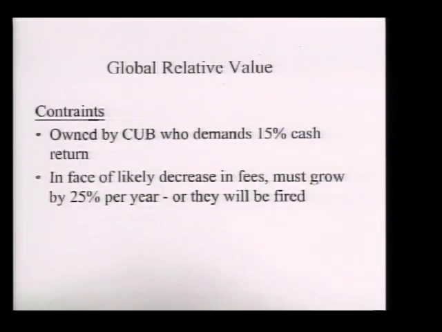And they're owned by, and there's not much information about their owner, I'll call them CUB, Colossus. Is it Colossus Universal Bank? Something like that. And we know that they demand a 15% cash return. And given that Dream Team has already factored in a decrease in fees, they need to grow by 25% a year.